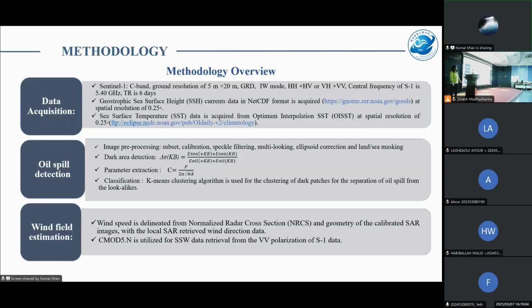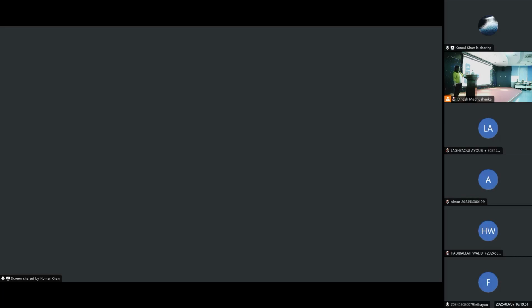The core methodology of oil spill detection can be divided into four parts. Number one, image pre-processing. A few steps have been taken: calibration, then speckle filtering, meaning smoothing of the image to remove noise from the image, and then multilooking, which increases image interpretability, and then the land mask, to eliminate land, to detect the oil spill.